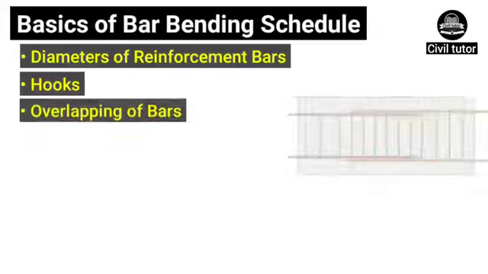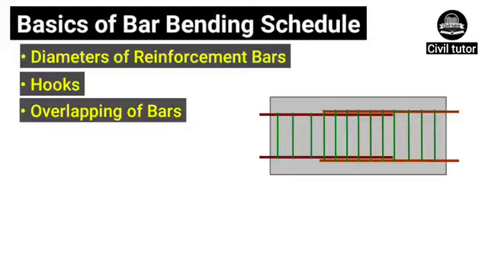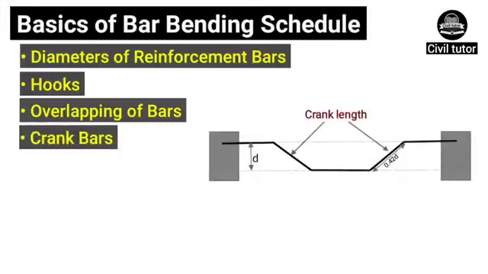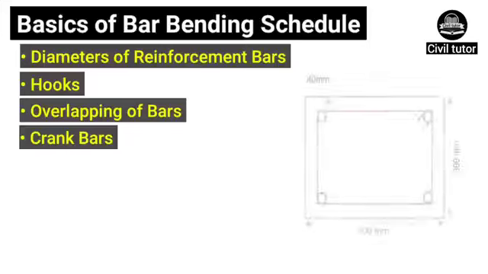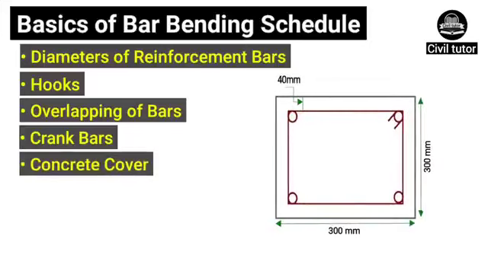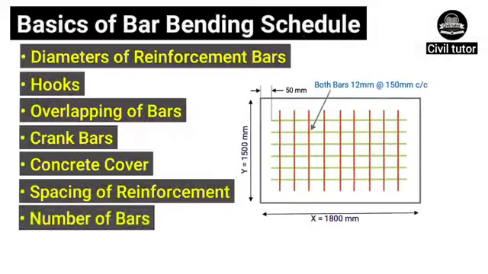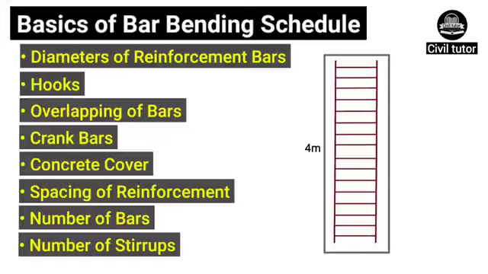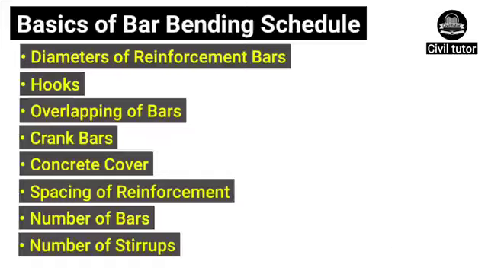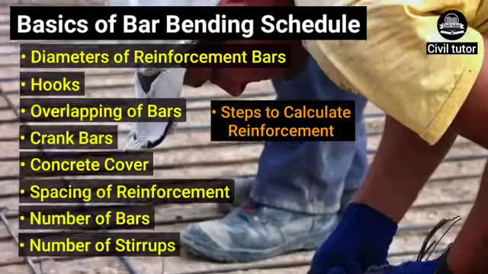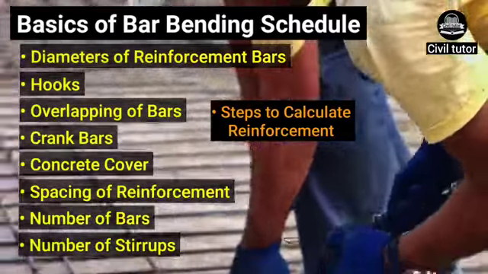I am going to discuss the provision of overlapping of reinforcement bars in structural members. This lecture will also include the provision of crank bars and how to calculate the cutting length of cranked bars. I am also going to discuss concrete cover, spacing of reinforcement bars, how to calculate the number of bars, number of stirrups, and at the end of this lecture, the most important discussion will be about the basic steps used to calculate the reinforcement details of a structural member.